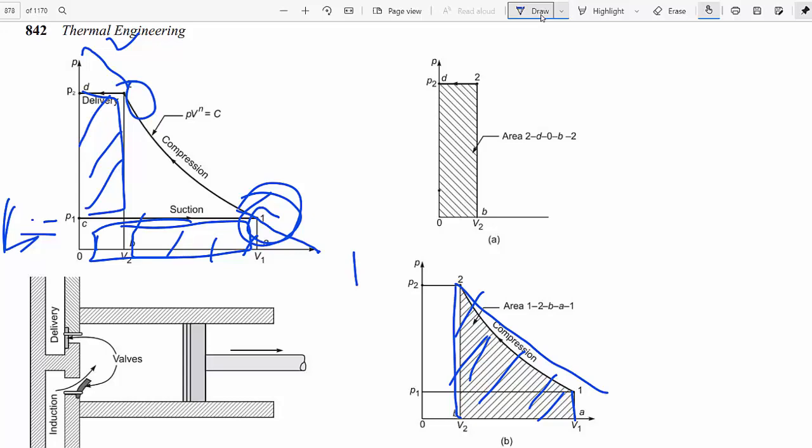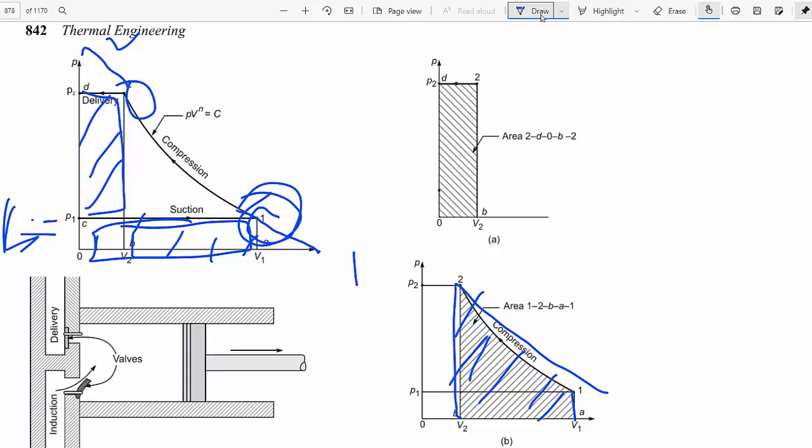Okay, therefore here two areas are there. One is a vertical rectangle, another one is a horizontal rectangle, which is the additional work for the compression. This isn't needed in theory, but in the actual case it is not possible without this energy input, because the pressure is 1 bar and a certain enough volume is needed to deliver the high pressure air to the pressure tank. Without that volume it is not possible to deliver the air from the cylinder to the tank.